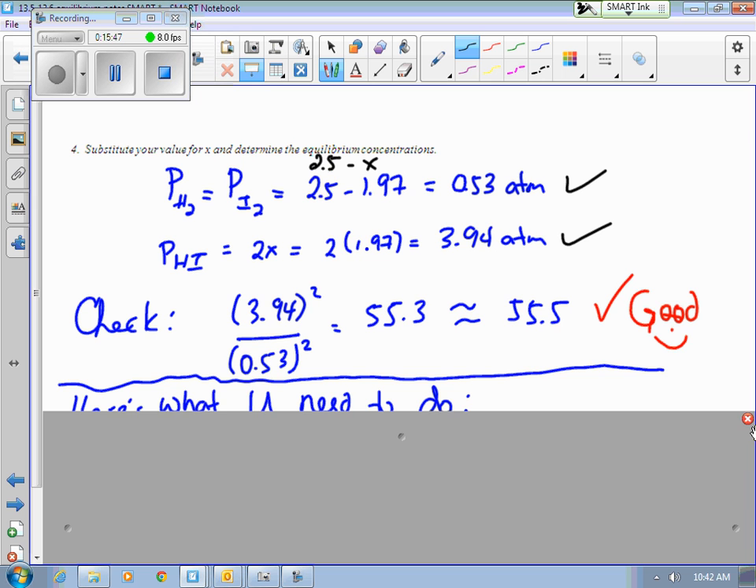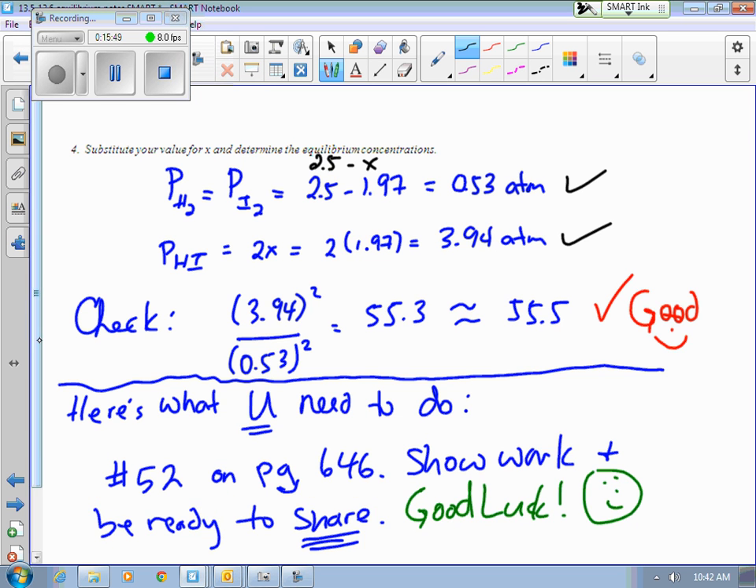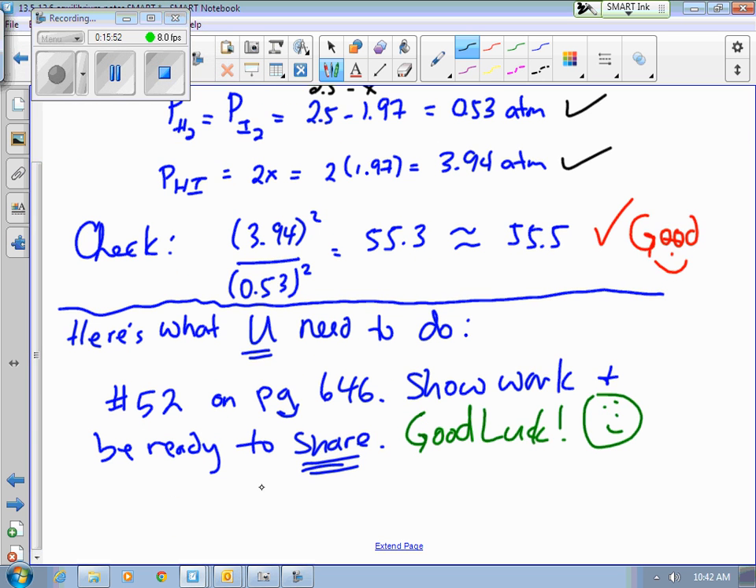Okay, now here's what you need to do. I need you guys to practice this. So for my class and Ms. Schneider's class, I want you to do number 52 on page 646. Pretty basic question. It uses an ICE table. Put it on a separate sheet of paper and bring it in and be ready to share.